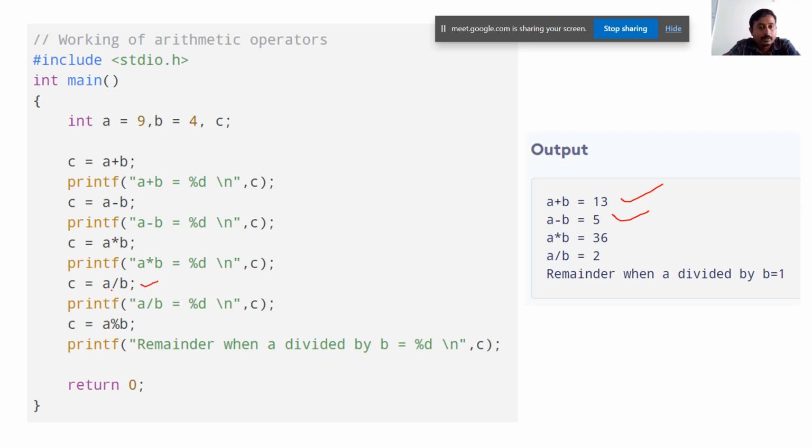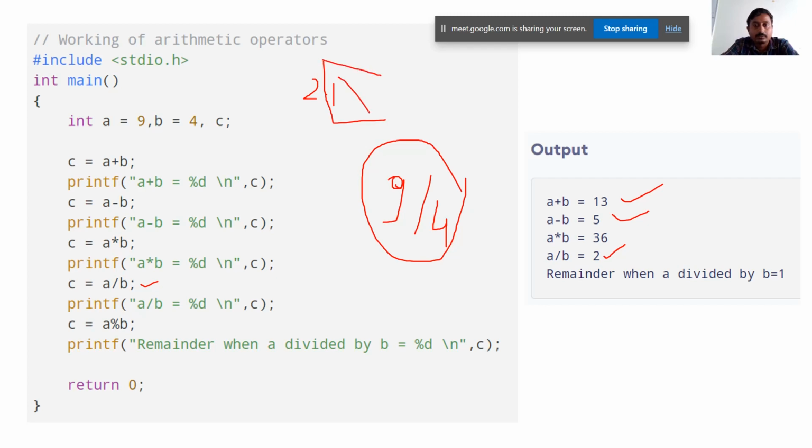So a divided by b, the value of a is 9, b is 4, so 9 divided by 4. We expect some fractional value, but we are getting the result 2. So what is happening there? This is a peculiarity of C. Here we have integer 9 and integer 4. In C, remember, integer divided by integer will always be integer. So the result is 2 point something, but as it is integer by integer, that fractional part will be lost. So we will get a pure integer number as a result. That's why we are getting 2 here.